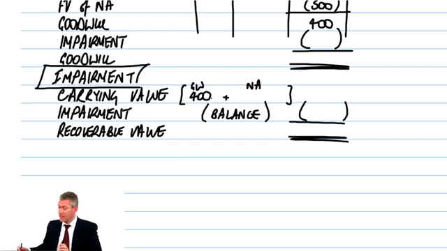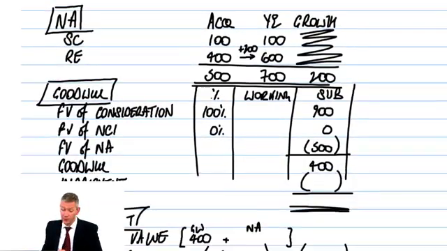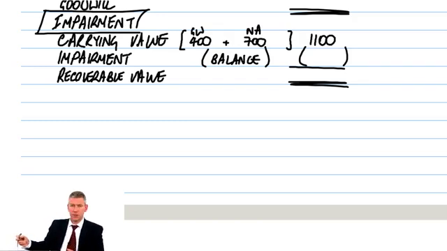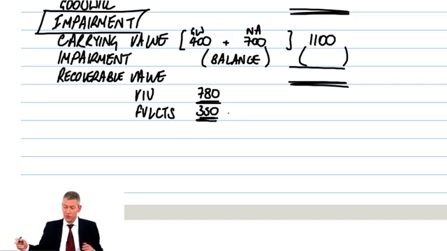But what we want is the net assets at the year end. At the year end, which were 700, as you can see from just above, so 700, gives us a carrying value of 1100 for the whole sub. But what is the recoverable value? Well, it's got something to do with VIU and fair value less costs to sell. Something to do with those two. So let's copy the figures. 780 and 350. And we choose the higher of those two.